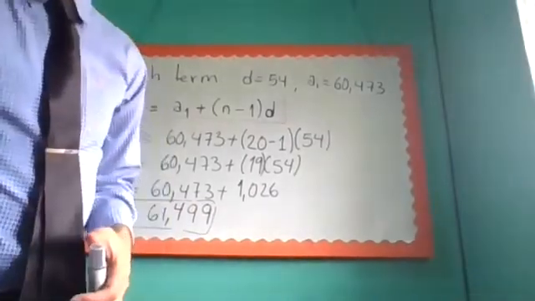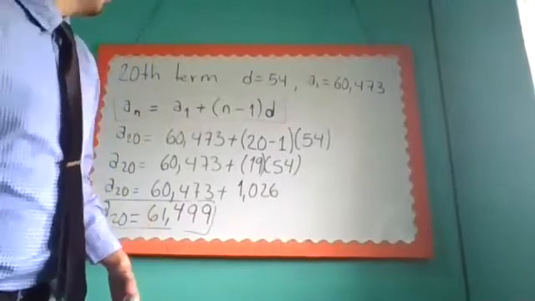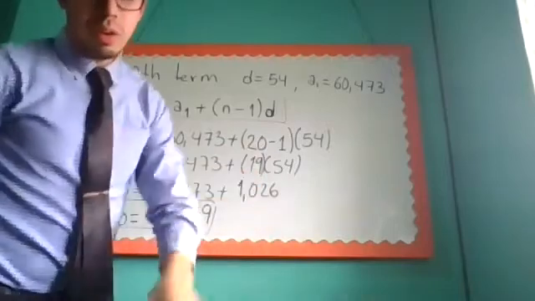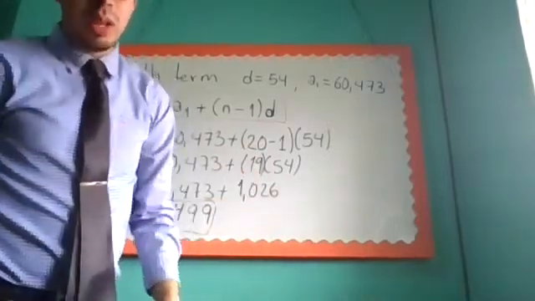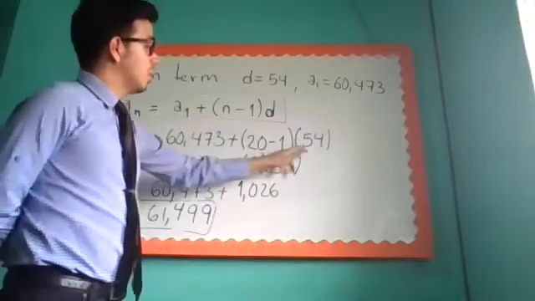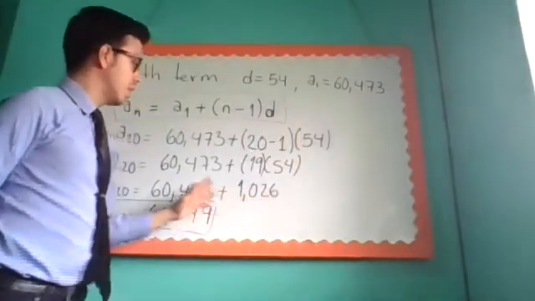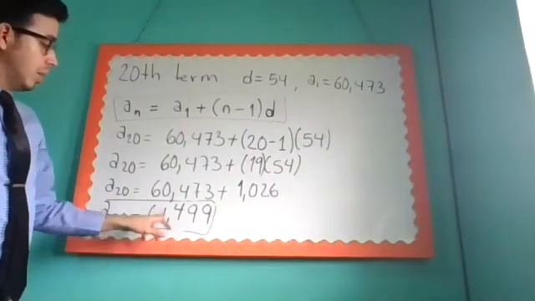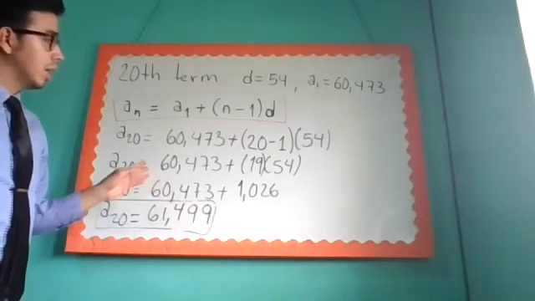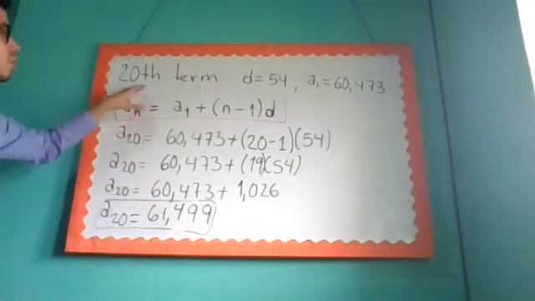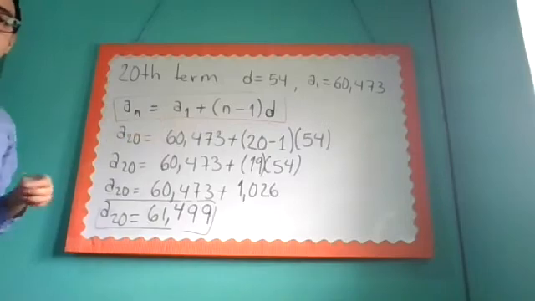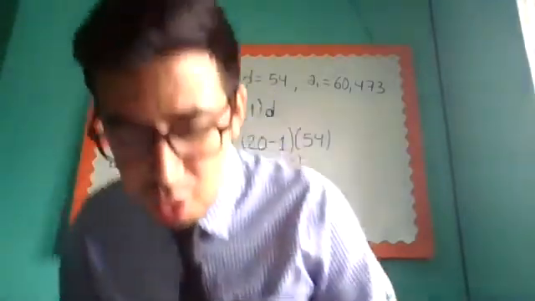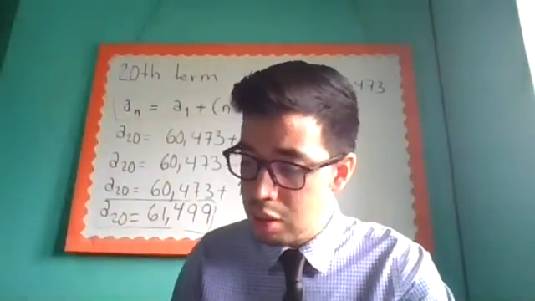A1 is 60,473. You add with the number we want to get, 20, and we multiply by 54. 54 is the common difference, okay? So at the end we have that in the day 20 it is going to be 61,499. Only using the formula, okay? Using the formula, and you replace with the values you have in each exercise. Okay, we finished with this one.